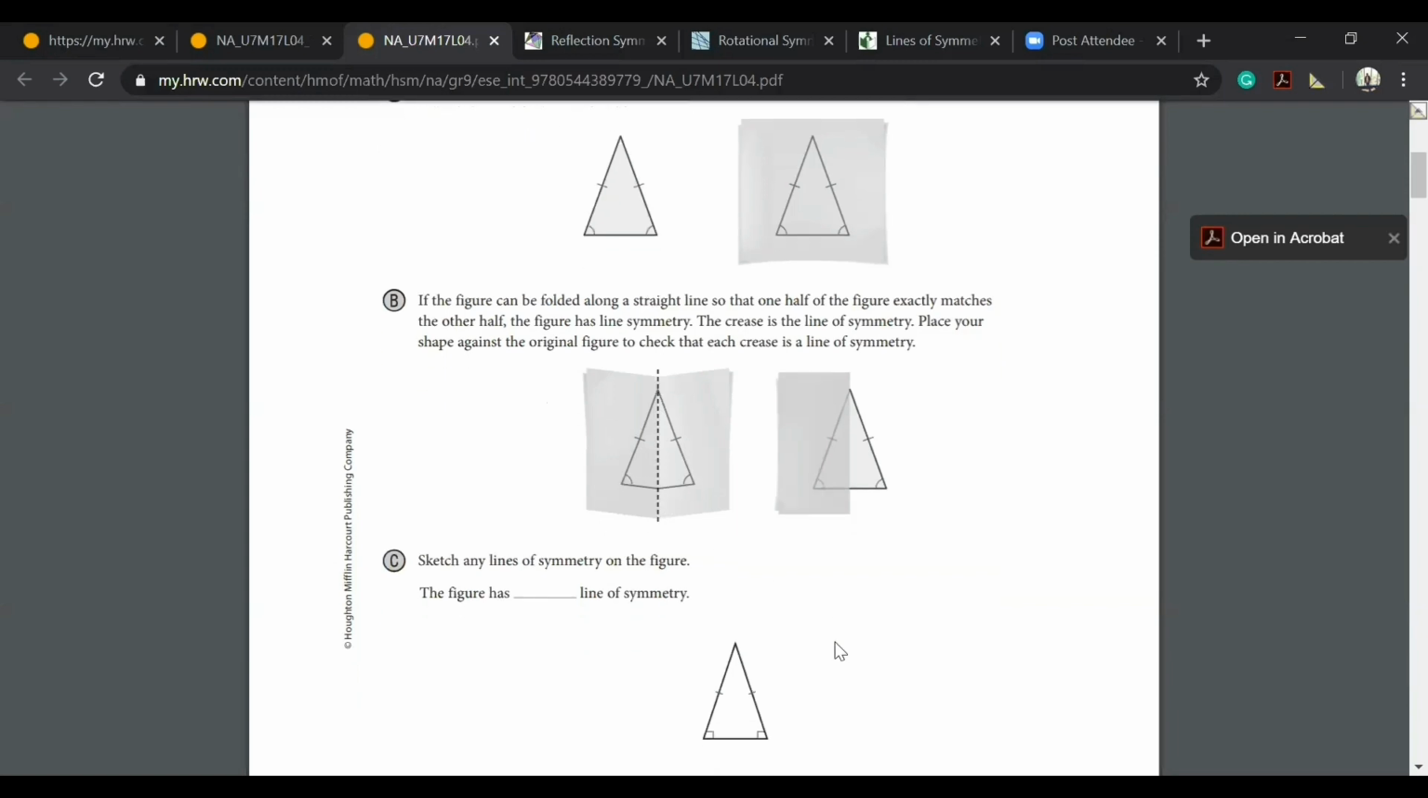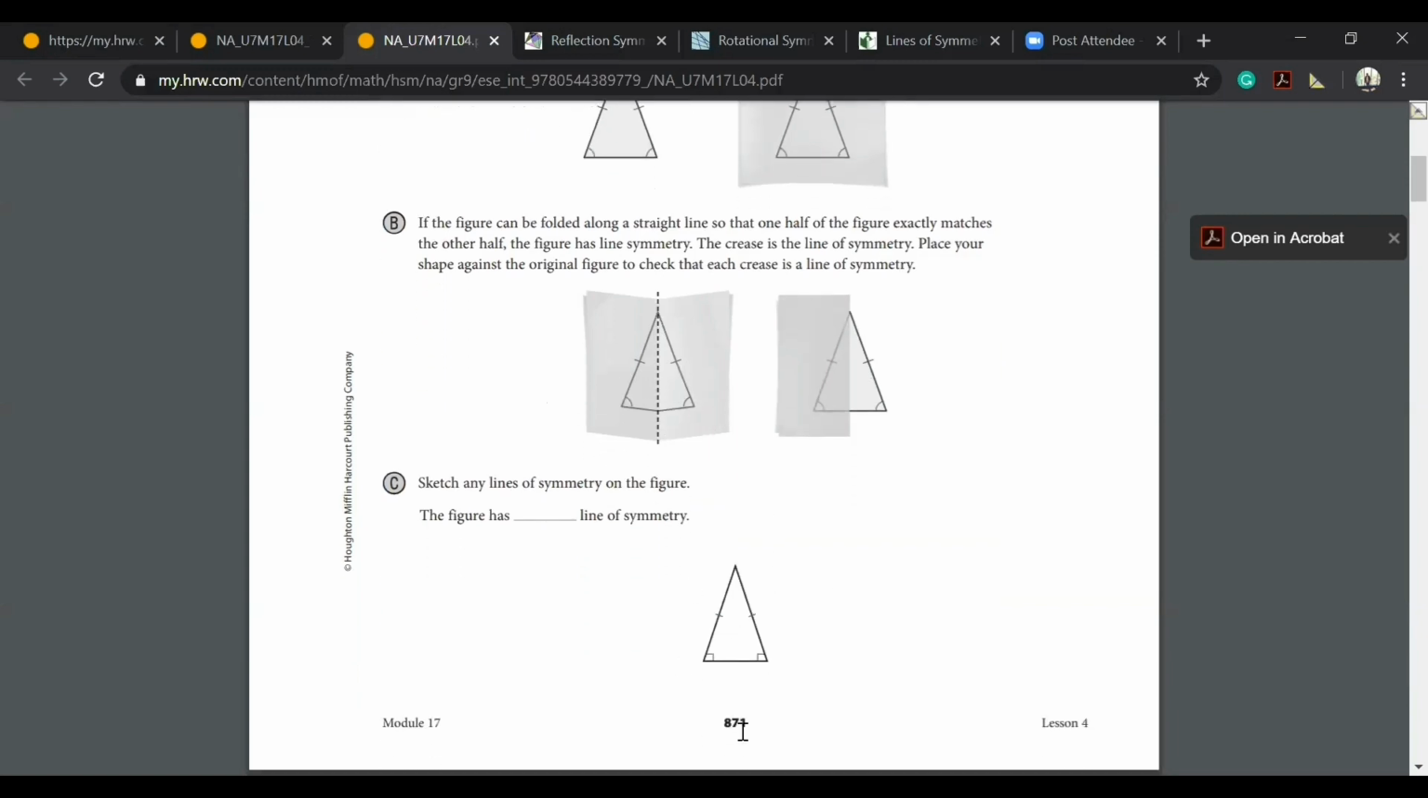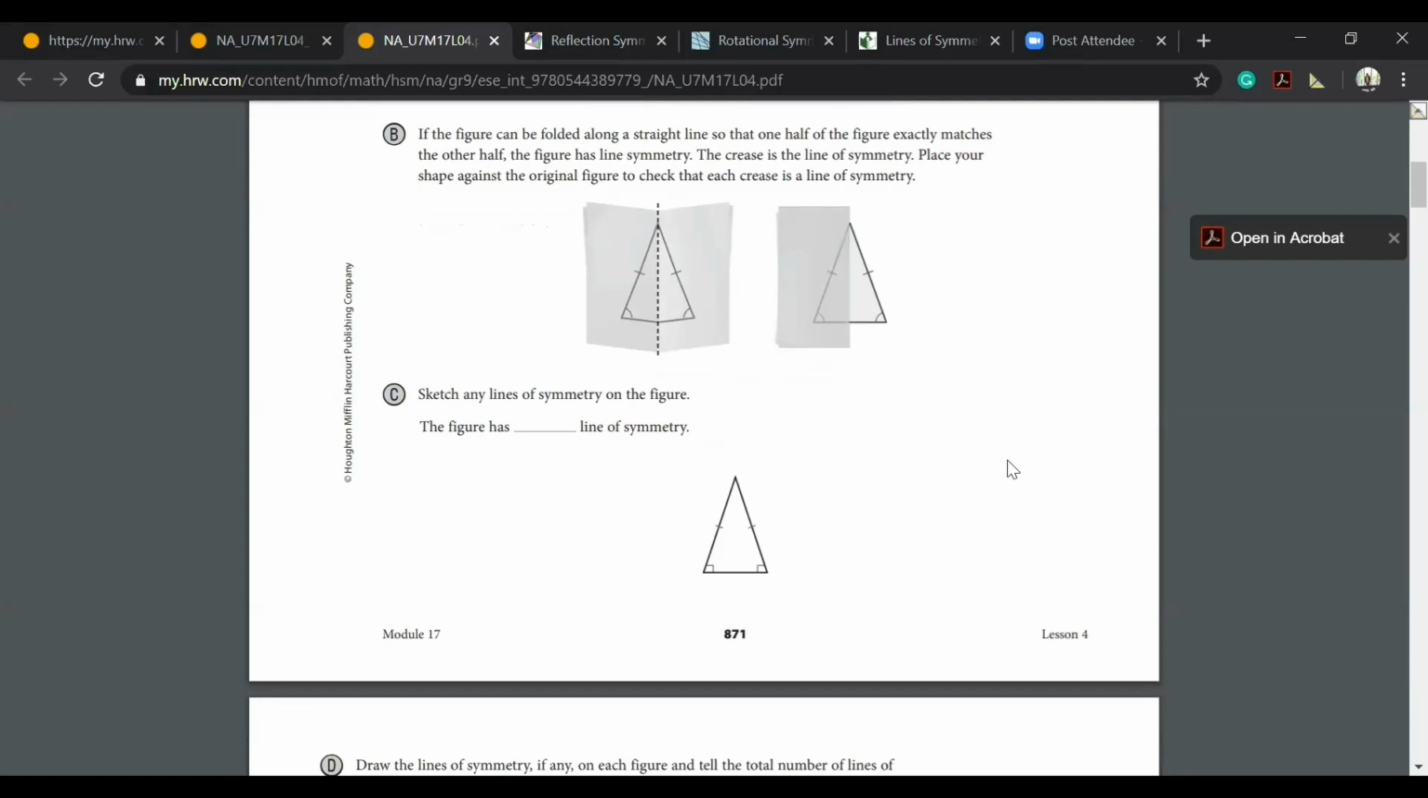So let me ask you, can you think of any other line in this triangle that can divide your triangle into two equal halves? Okay, so we understood that we have a line of symmetry that passes exactly in the middle. This is a line of symmetry because it's dividing my triangle into two equal halves. Let's try. Can we think about another one? For example, if we pass a line in between in here.